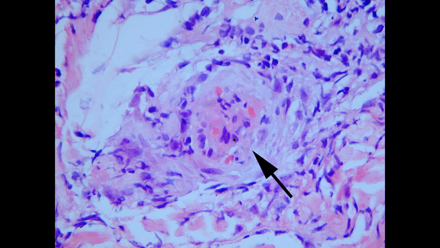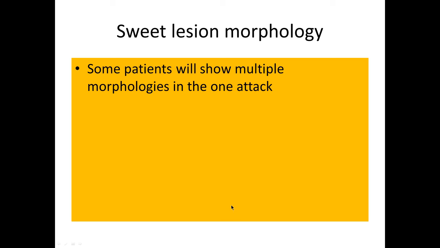This was Mark Ashey's picture from this particular patient 13 years ago, and he felt there was a bit of fibrin deposited in this vessel wall, but you don't normally see that.